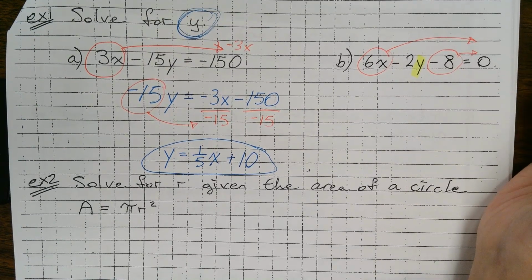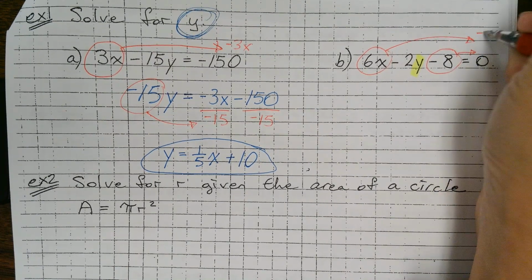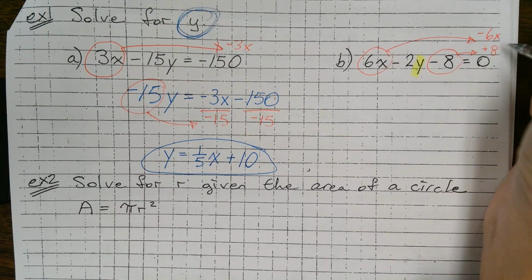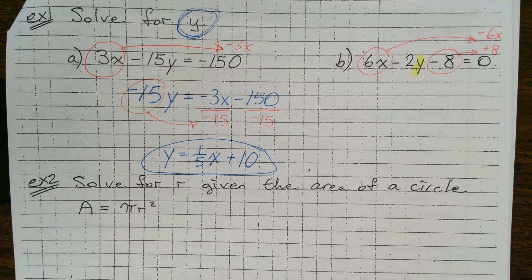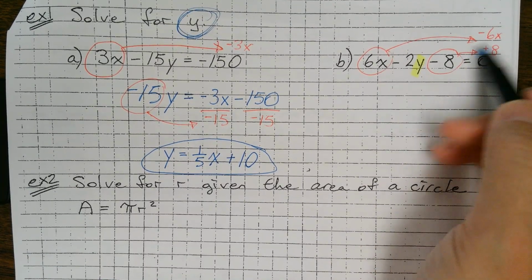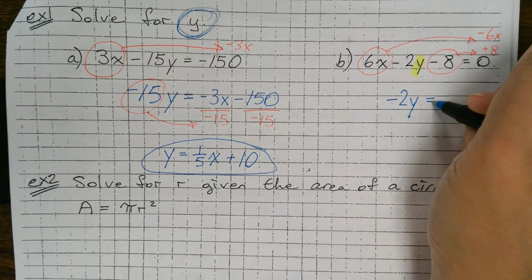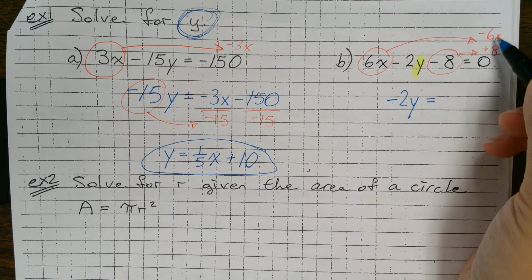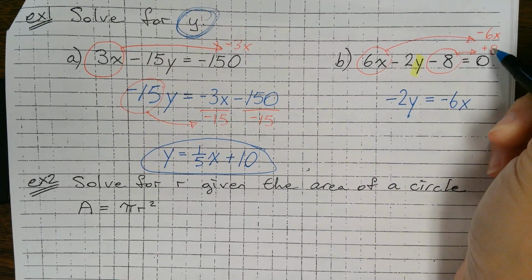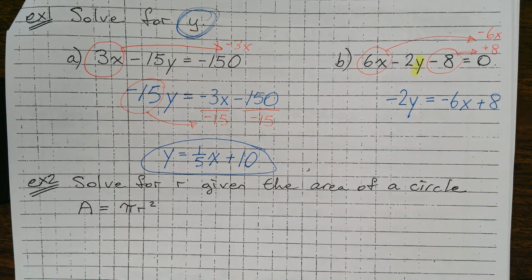When you move the terms over, change the sign. So 6x becomes negative 6x. And this? Negative 8 becomes positive 8. Okay, so let's rewrite our second line. After we move those over, we're left with negative 2y equals. Again, I like to write the variable term first. So negative 6x plus 8. Okay.